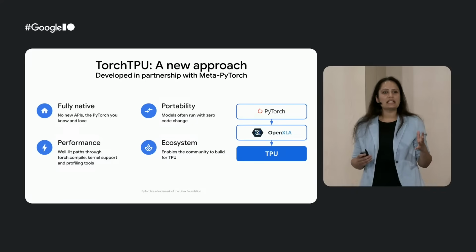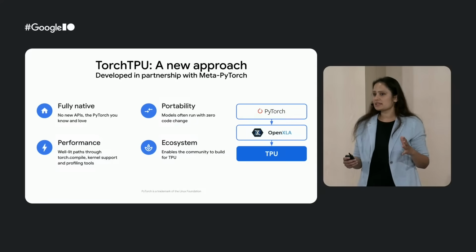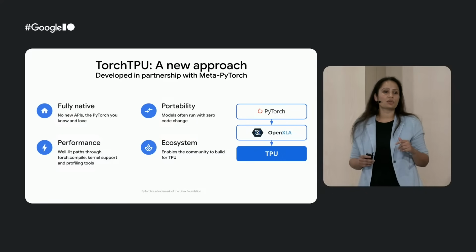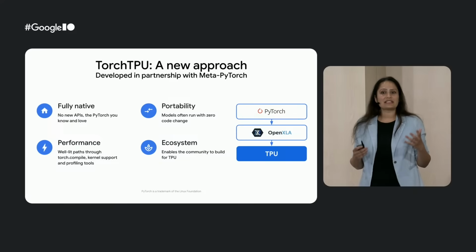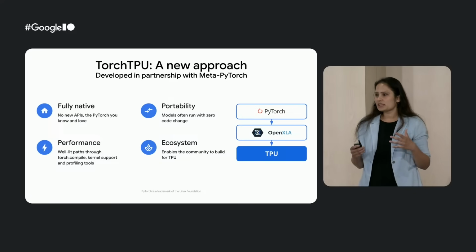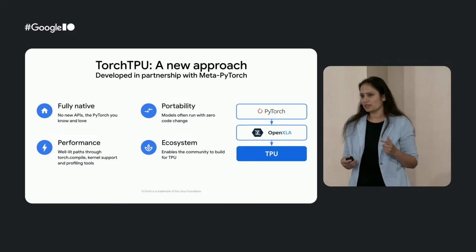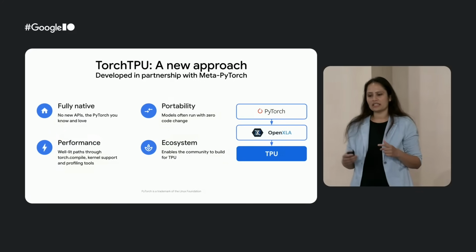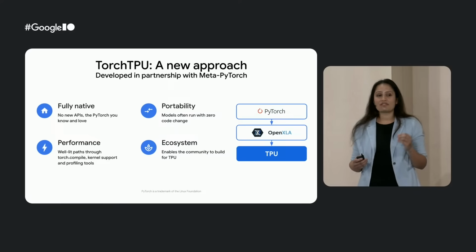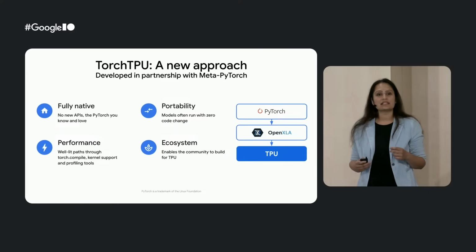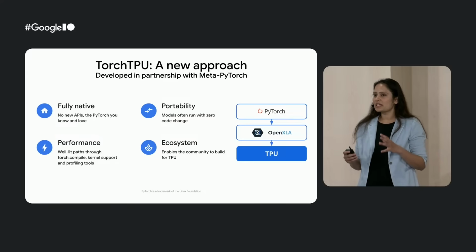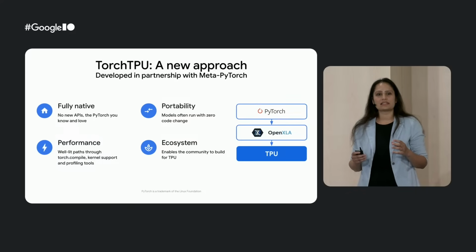The first one is that it's fully native, meaning there are no new APIs. So if you know PyTorch, you already know TPUs. The second is around portability. So the idea here is to help with rapid experimentation. So researchers and developers can just run models right out of the box, and you're not dealing with upfront portability issues. The third is making sure there are well-lit paths for performance using things like torch compile and profiling tools and kernel support. And the fourth is just making sure we are closely aligned with the ecosystem and enabling all PyTorch developers to easily run their workloads on TPUs.